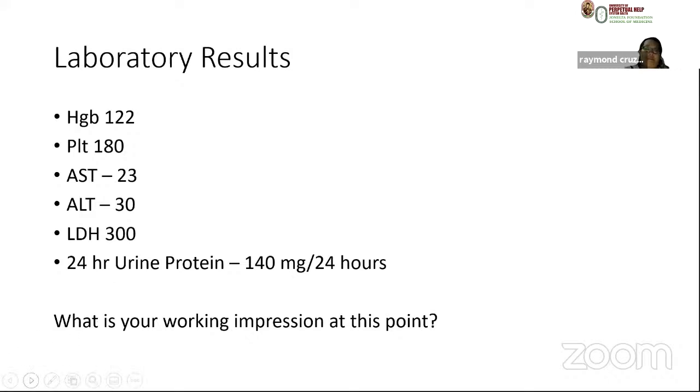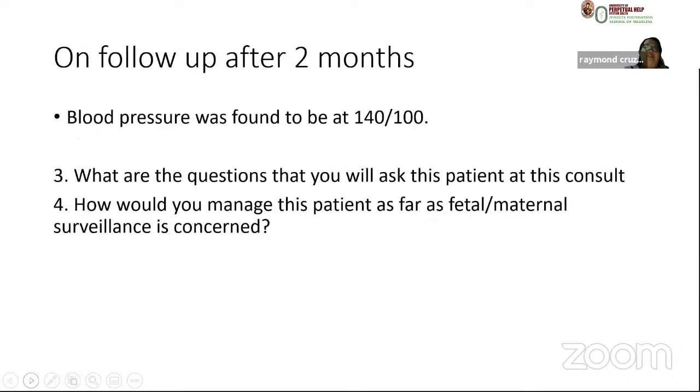Okay. You also requested a transvaginal ultrasound. Not yet. So, blood pressure after 2 months, so that is 24 to 32 weeks. On follow-up, blood pressure was found to be 140 over 100. At this point, what are the questions that you will ask this patient at this consult?